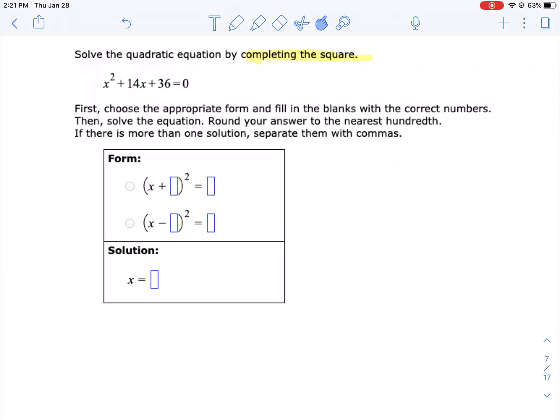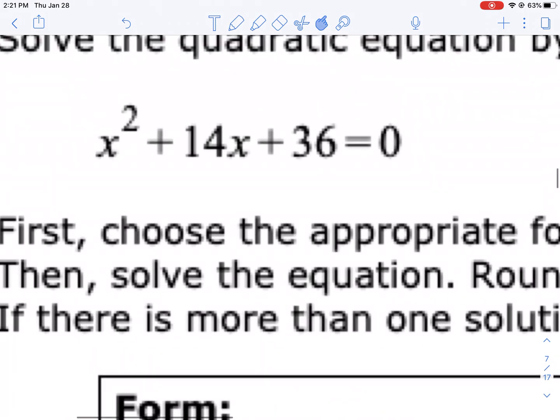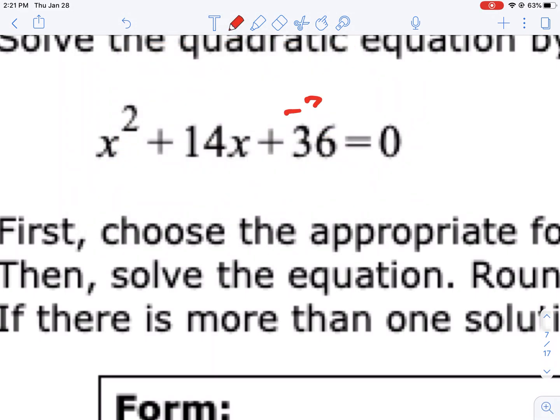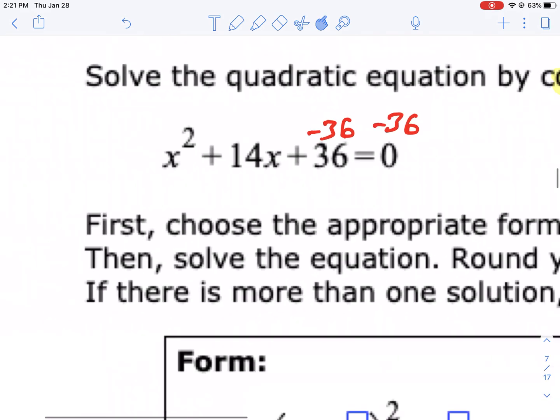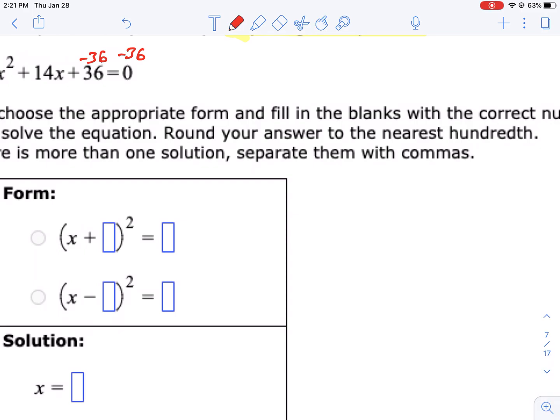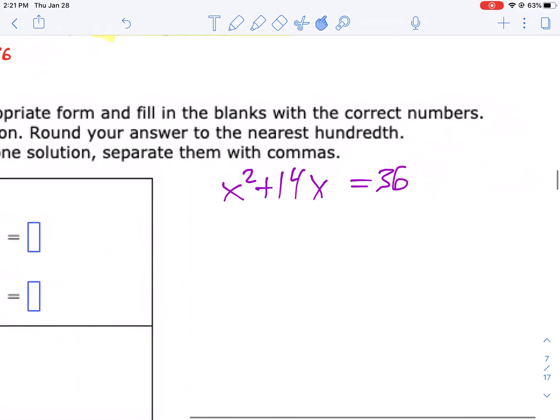So what we're going to do is move the 36 to the opposite side. So we're going to subtract 36 from both sides. I'm going to rewrite this where I've got more space. So we get x squared plus 14x, leave a space, equals 36. I did leave enough space there.